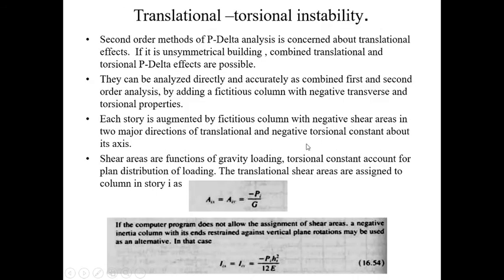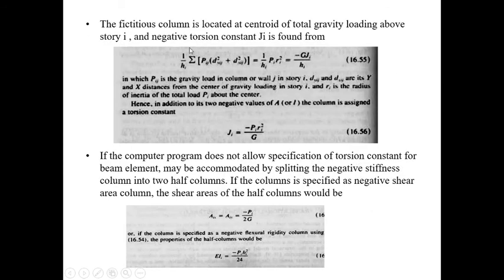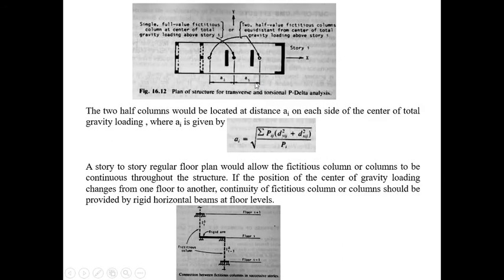As we have said, we will have two shear areas in the translation. Now to find out the torsional constant, the fictitious column is located at the centroid of the total gravity loading above the story i, and the negative torsion constant will be represented as Ji. So it is present at the centroid, okay, at the centroid of the total loading.